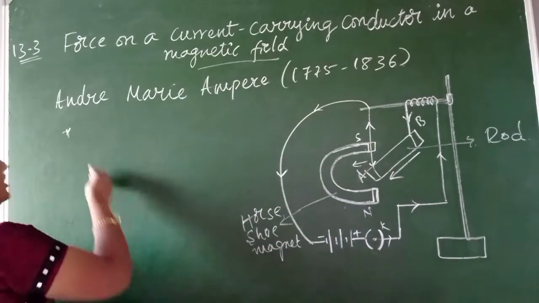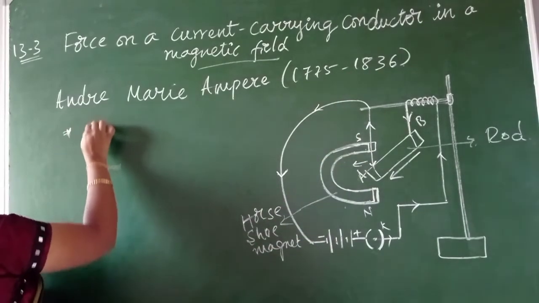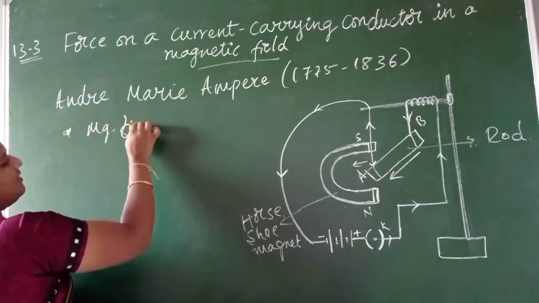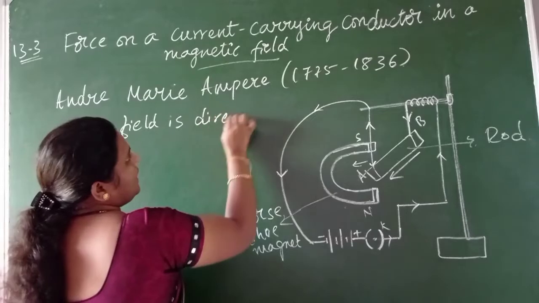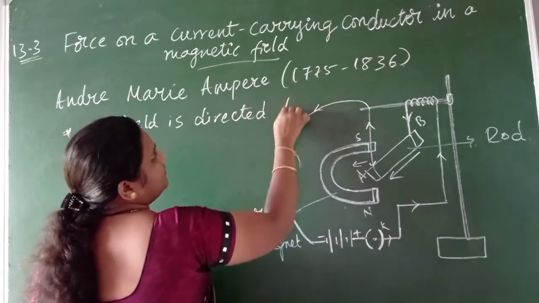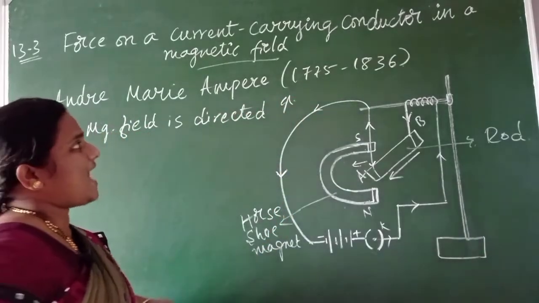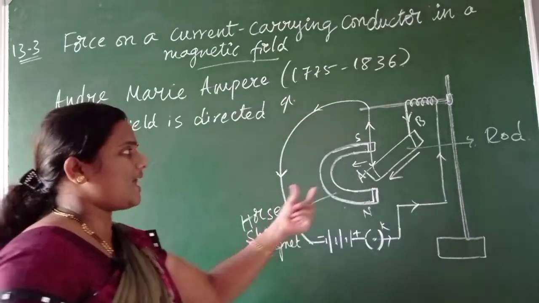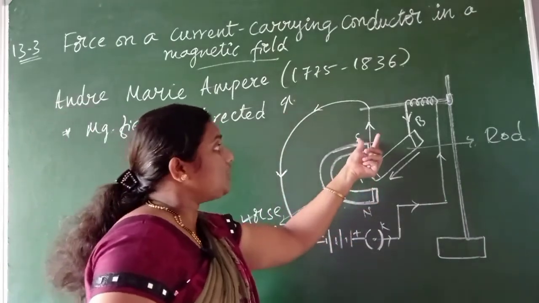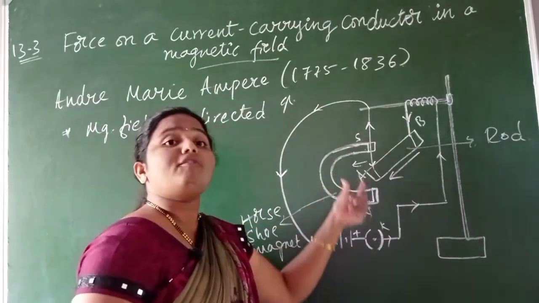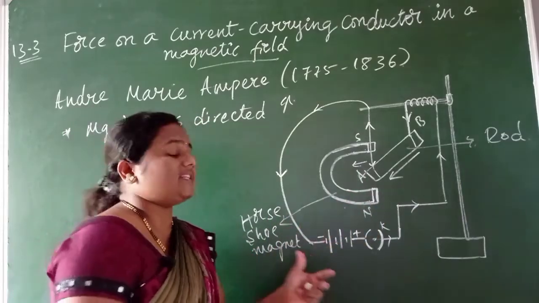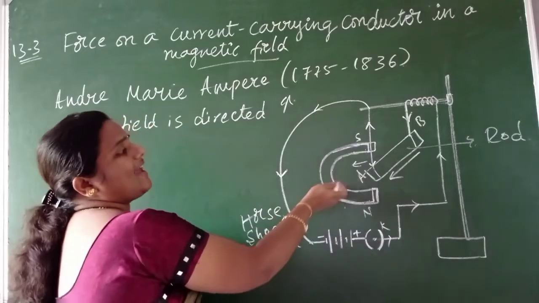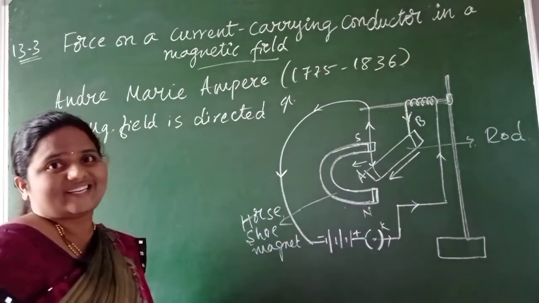Understanding, children? Initially, the magnetic field is directed upwards. Isn't it, children? This arrow indicates what? Upward direction. And the two end points of the magnet, isn't it, children? Every magnet has two ends. Here also the horseshoe magnet has two end points, isn't it?